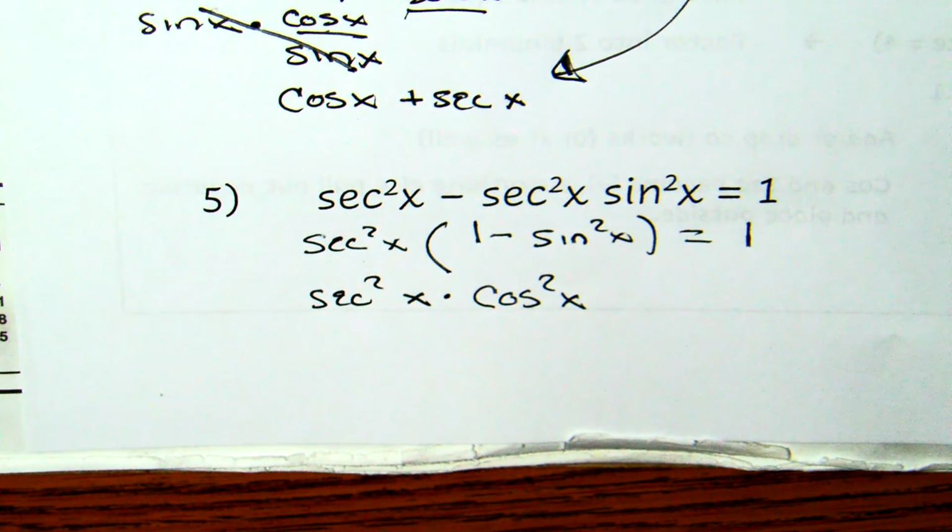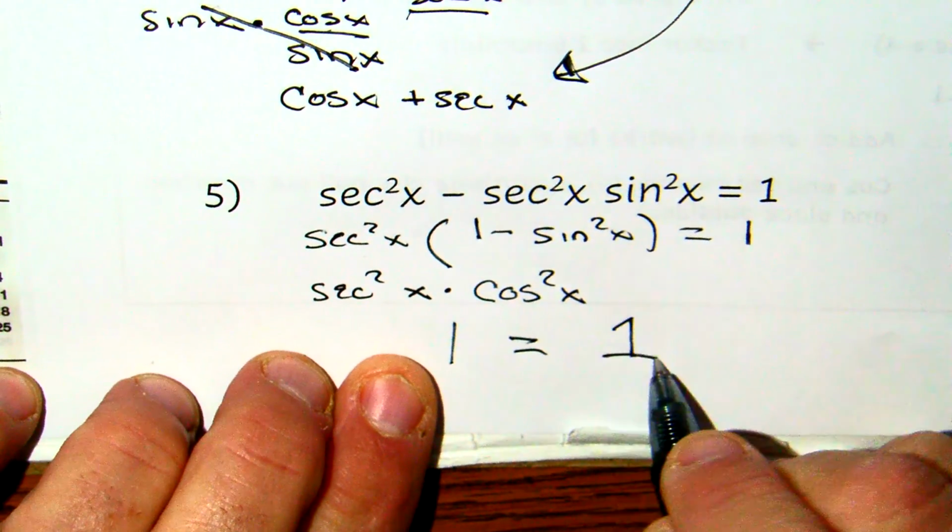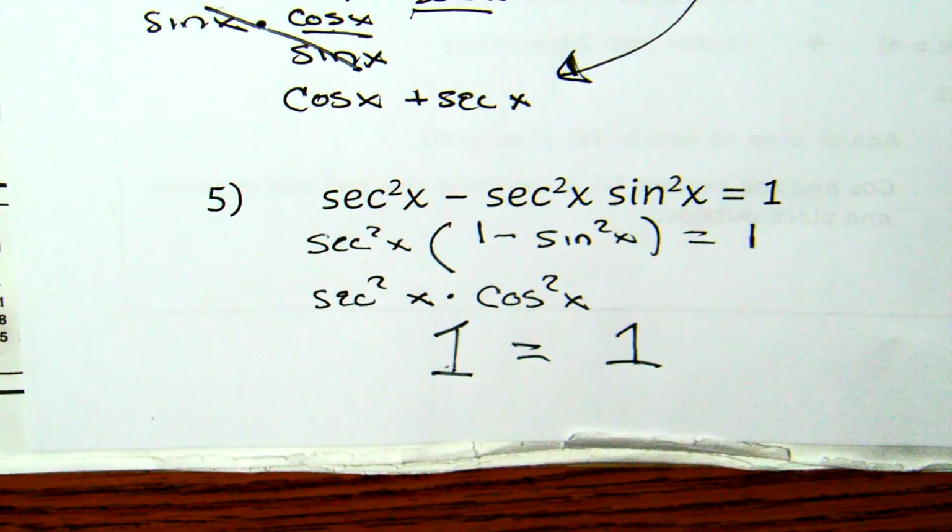Are secant and cosine inverses of each other? So when they're squared, they're still inverses of each other. You end up with 1 equals 1. And you're done. Good?